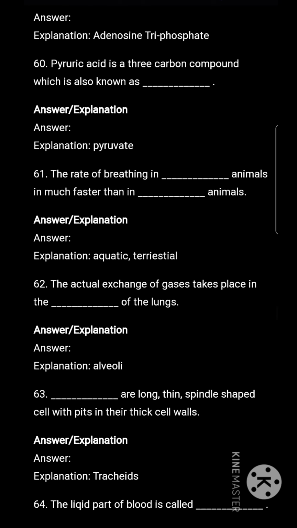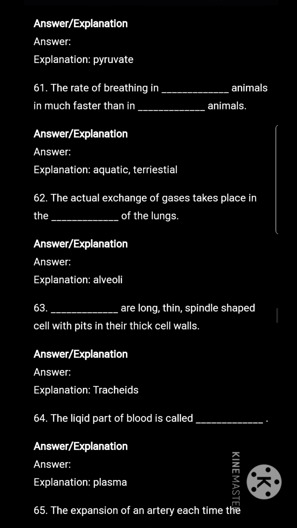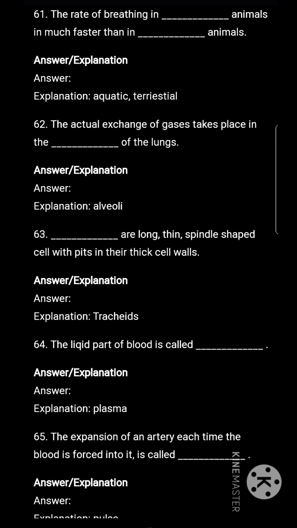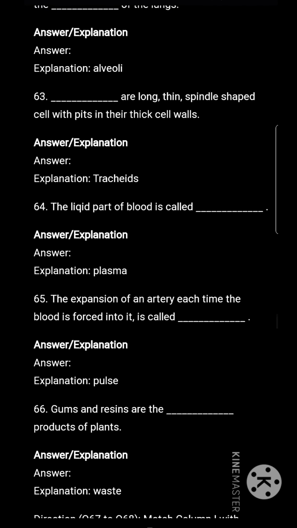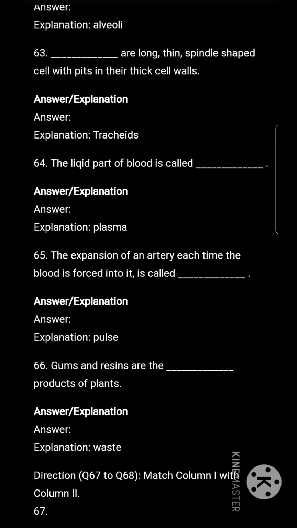Pyruvic acid is a 3-carbon compound which is known as pyruvate. The rate of breathing in aquatic animals is much faster than in terrestrial animals. The actual exchange of gases takes place in the alveoli of lungs. And tracheids are long, thin, spindle-shaped cells with pits in their thick cell walls.